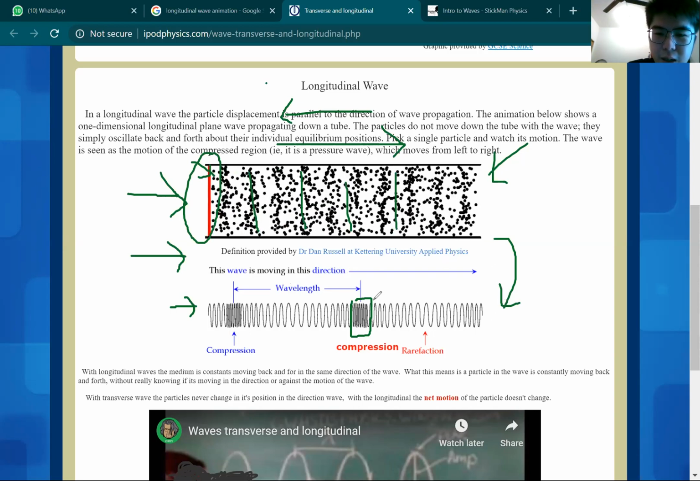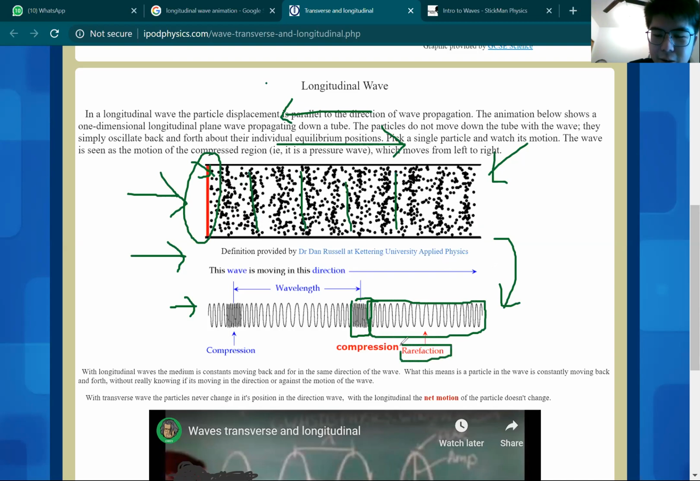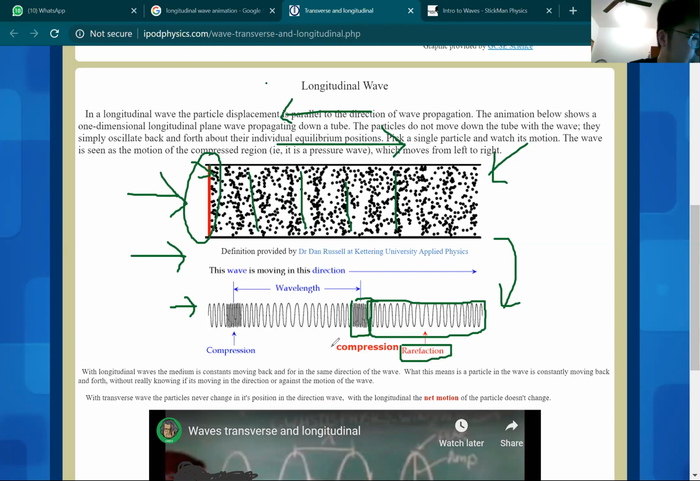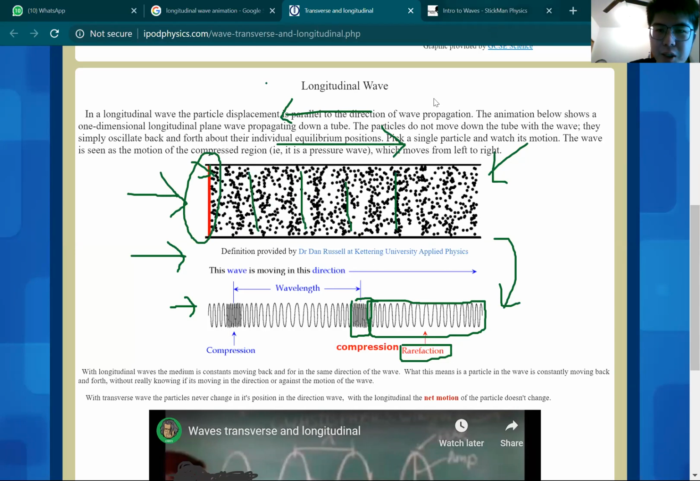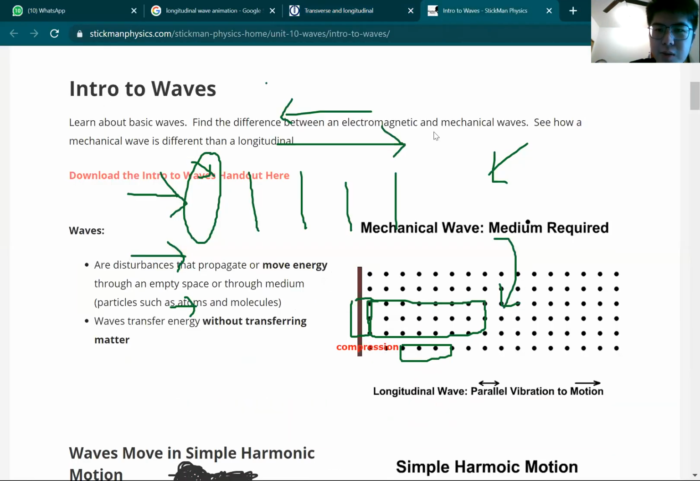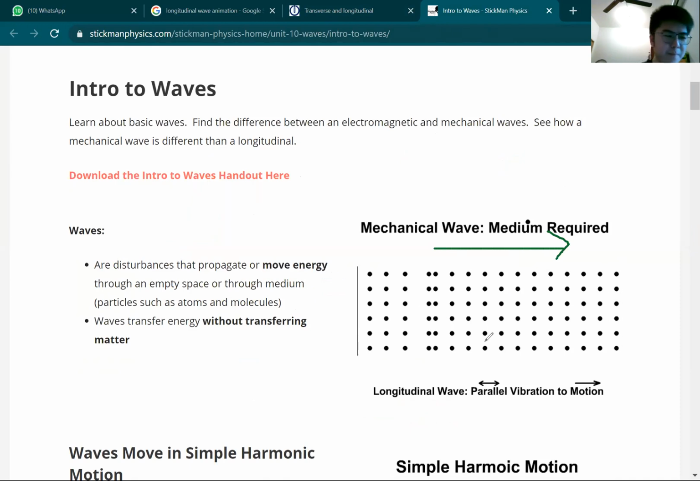The area where the particles are pulled apart from each other, we call rarefaction. And the area where particles are pushed together, we call compression. Let me show you the picture again. Where do you see the wave traveling? Does it seem like it's going from right to left? No, right? It seems like it's going from left to right. Here, this is the wave. So this is an example of the sound wave. This is how it travels.